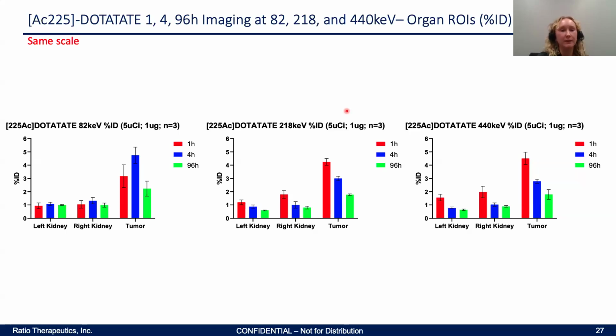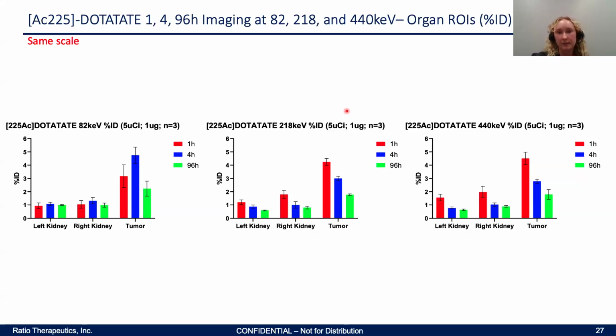around 1, maybe some up to 2%, especially in the 218 and 440 keV images at 1 hour. But the tumor uptake and % ID tracked pretty well. In 82 keV, 1 hour post-injection, there was some signal, about 3% ID. Then it goes higher by 4 hours to right around 4.5% ID, and washes out down to, again, about 2% ID in the 82 keV images.